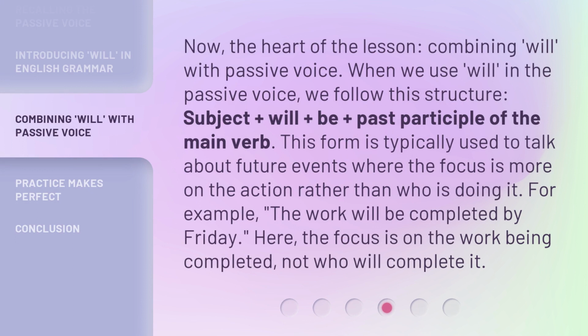Now, the heart of the lesson: combining will with passive voice. When we use will in the passive voice, we follow this structure: subject plus will plus be plus past participle of the main verb. This form is typically used to talk about future events where the focus is more on the action rather than who is doing it. For example, "The work will be completed by Friday." Here, the focus is on the work being completed, not who will complete it.